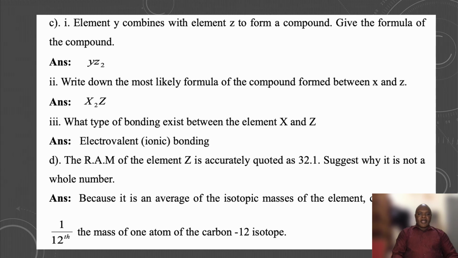D. The relative atomic mass of element Z is accurately quoted as 32.1. Suggest why it is not a whole number. Obviously, you should know that the relative atomic mass of every element is calculated from isotopic masses. So we can now conclude that it is not a whole number because it is an average of the isotopic masses of the element.